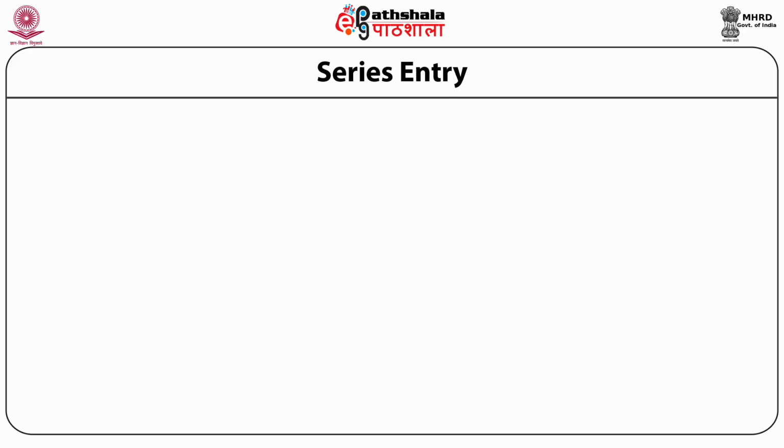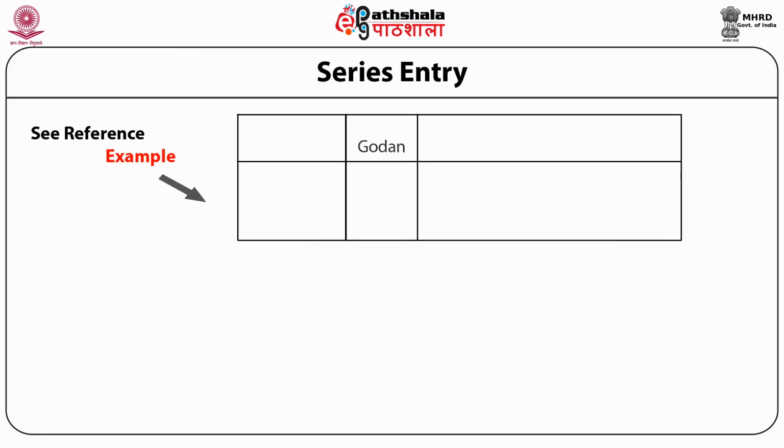In AACR-2R, 4 types of references have been discussed. First is See reference, second is See also reference, third one is name title reference, and fourth is explanatory reference. First is See reference. The book Godan, translated into English, is entitled as Gift of a Cow. Hence, a reference from Godan to Gift of a Cow is prepared as shown in See reference.